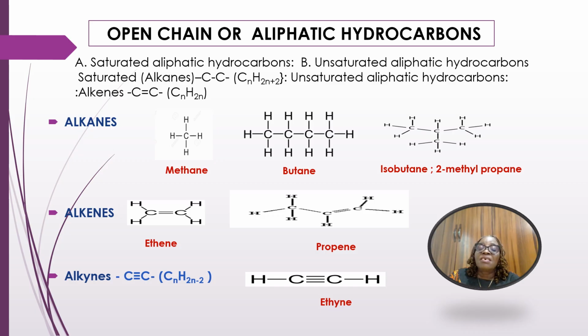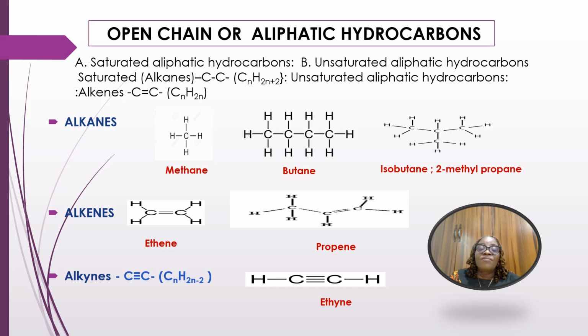They are divided into two groups based on the presence of multiple bonds: A. Saturated aliphatic hydrocarbons and B. Unsaturated aliphatic hydrocarbons. A. Saturated hydrocarbons, meaning they contain only single bonds between the carbon atoms. They are called alkanes. They are the simplest type of hydrocarbons, and their general formula is CnH2n+2. Examples are methane, CH4, butane, C4H10, etc.